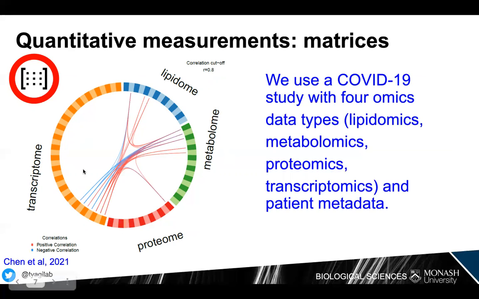We use an example of a study that we performed where there are four different omics data types: lipidome, metabolome, proteome, and transcriptome. These were matrices of data generated from next generation sequencing or mass spectrometry. With this, we found correlations between features across each omics data block, and the red lines show strong positive correlation. The blue lines show strong negative correlation, and each individual data block is a different color.